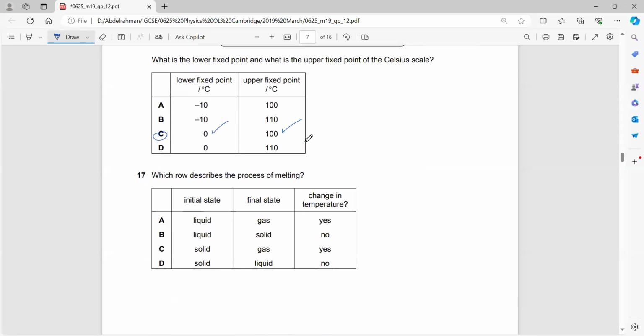Which row describes the process of melting? This is quite easy. How can we define the melting process? The initial state, was it liquid? No, it wasn't liquid. Definitely it was solid. The final state, is it a gas? No, it's a liquid. Does the temperature change? No, it doesn't change. It remains at 0 degrees Celsius.